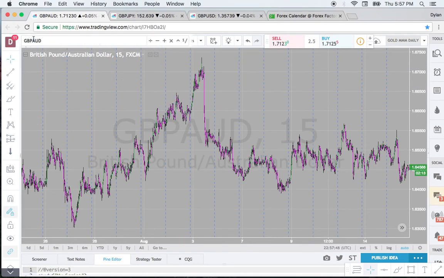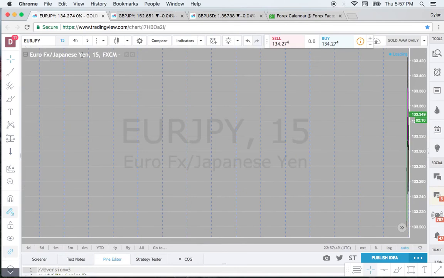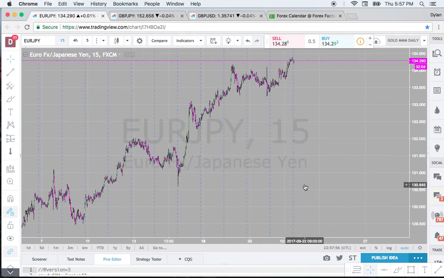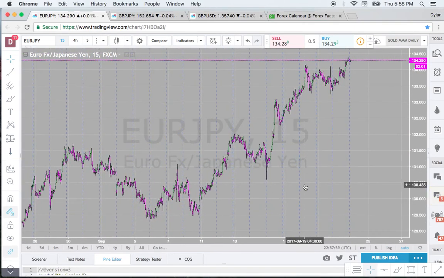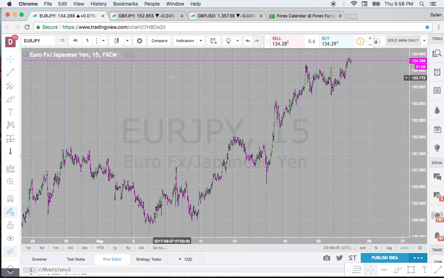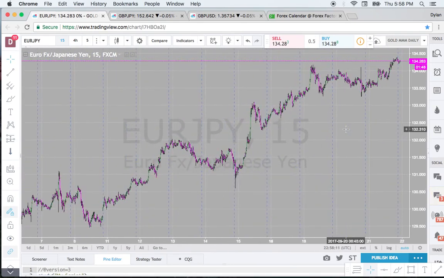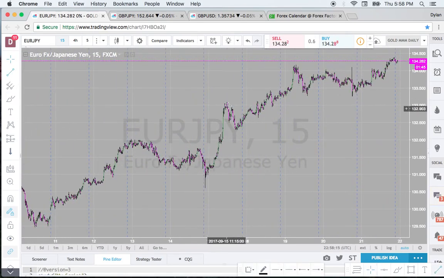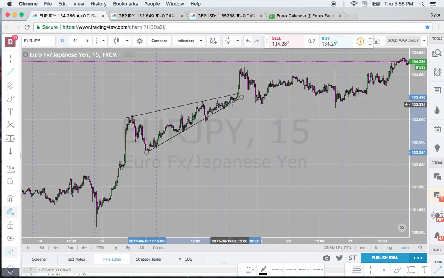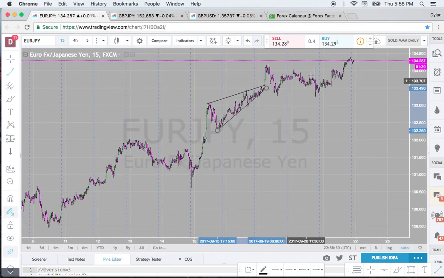For example, I don't know, here, we'll check a different pair. Here's a somewhat alright example of the high being formed, and then the breakout of this wedge is a continuation of the uptrend.